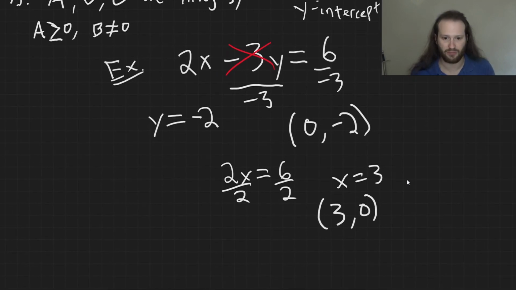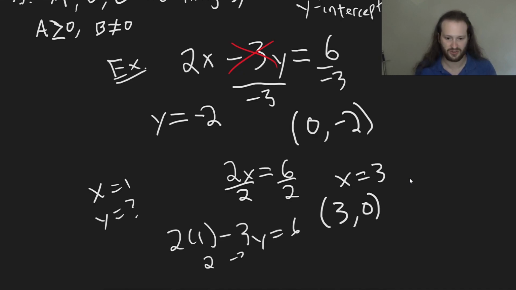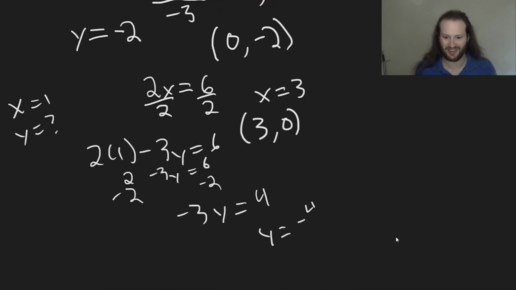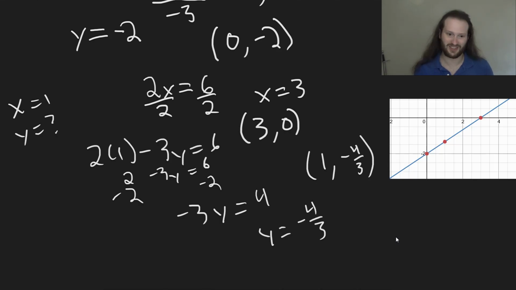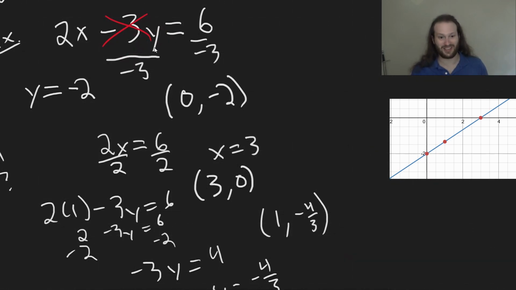I can find a third coordinate point on this line. Let's say if x was 1, what is y? I don't know. So 2 times 1, so 2 minus 3y equals 6. Subtract 2 from both sides. Negative 3y equals 4. y equals negative 4/3. So the coordinate point 1, negative 4/3 is on this line. Like I said, any and all coordinate points that satisfy this equation.